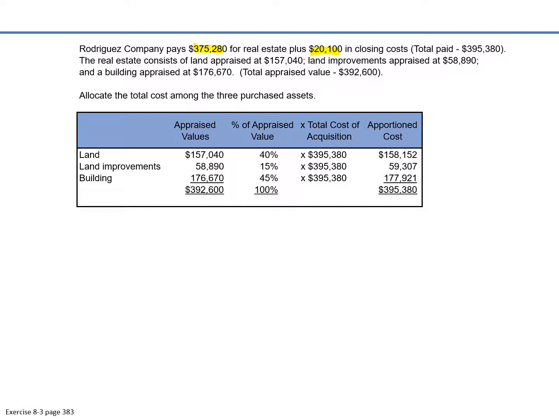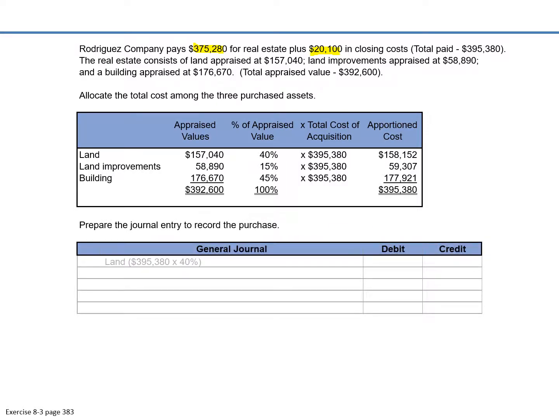Okay? So now if we record our journal entry for the purchase, we're going to debit land for $158,152, debit land improvements for $59,307, debit building for $177,921, and credit cash. Okay?